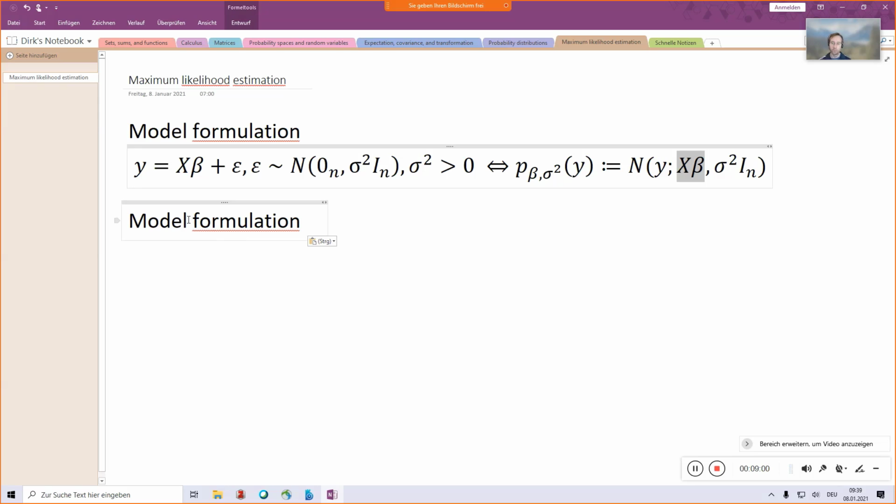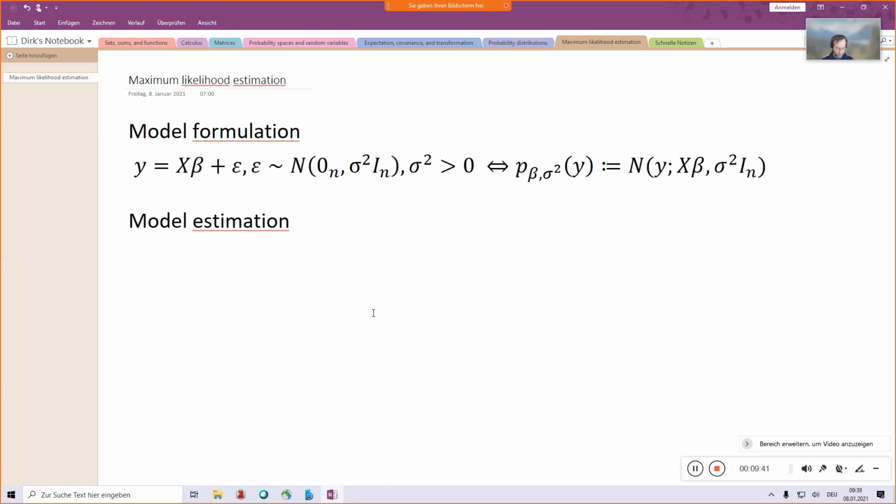The next thing after model formulation is of course model estimation, or if you want, parameter estimation. And here the aim then is to get good estimates or good guesses for the parameters of our model, and the parameters of our model are the beta parameters and the variance parameters. So we want to figure out good guesses or point estimates for our parameters.